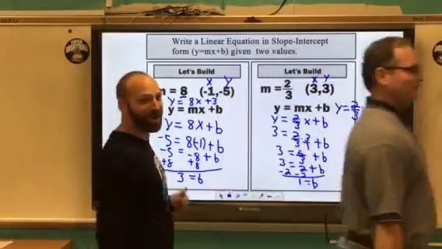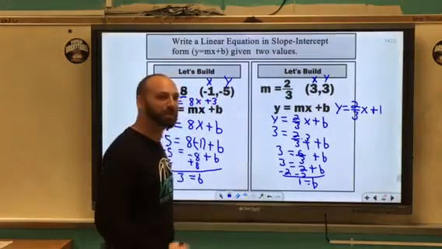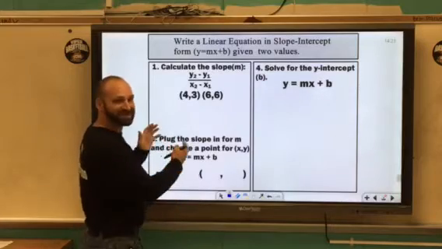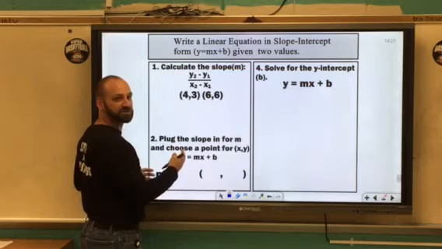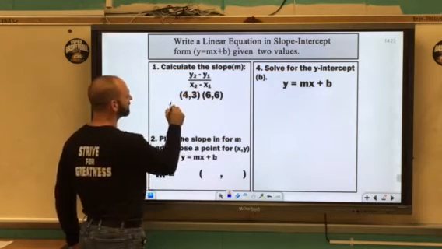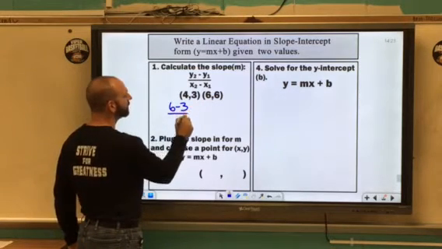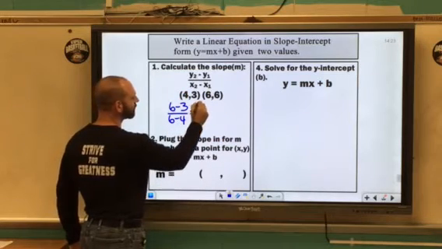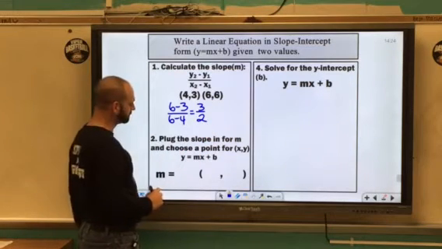That was a great job by our Viper Showman, Mr. Lohmann. Now let's continue to build on what we've learned today in our next example. This time the slope is not given to us. So we need to calculate the slope using our slope formula. So we're going to go ahead and subtract our y values, y2 minus y1, over x2 minus x1. And we get a slope of 3/2.